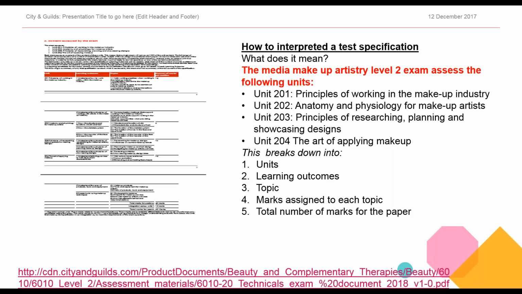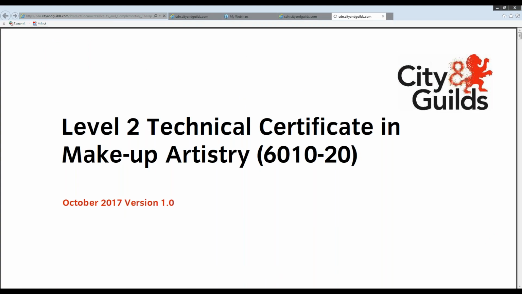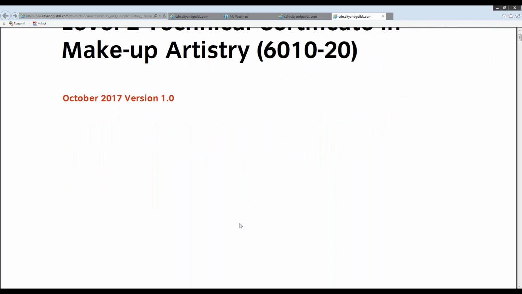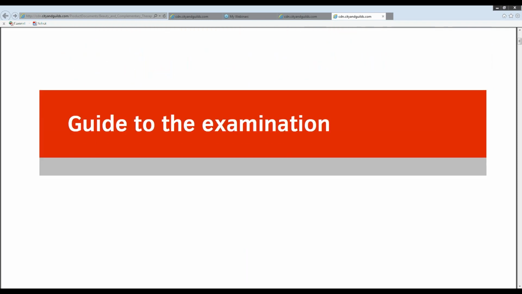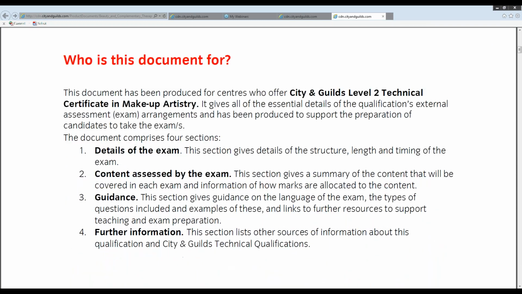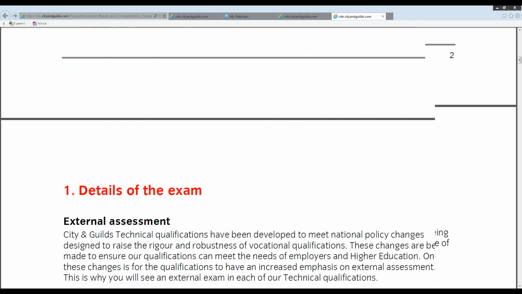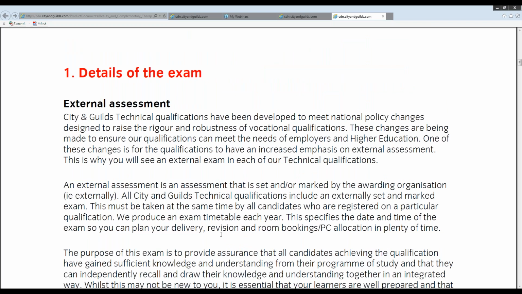So we're going to go into the exam guide now. Okay, so when you get this, this will take you to a hyperlink which takes you to the technical certificate in makeup artistry. But as I say, we have these for every qualification. I'm going to start to move through now, and I'm going to spend a bit of time going through this guide to examination with you. So obviously the first part is telling you the 4 areas that we're going to be concentrating on. Details of the exam comes first, all right?